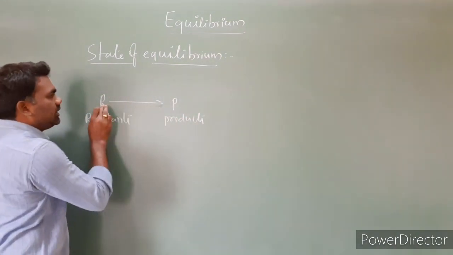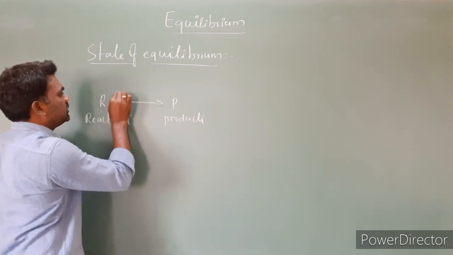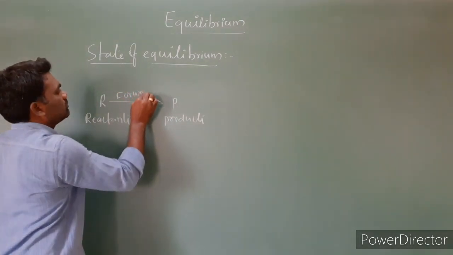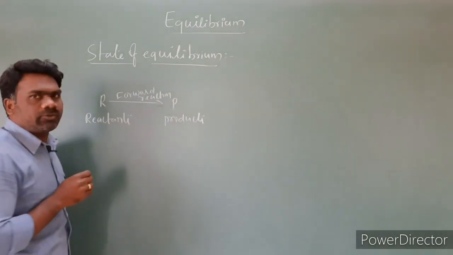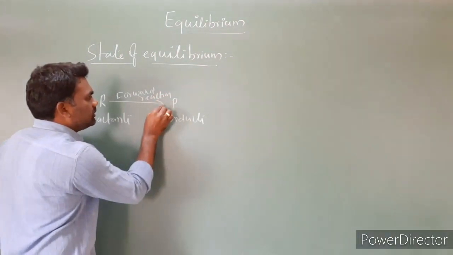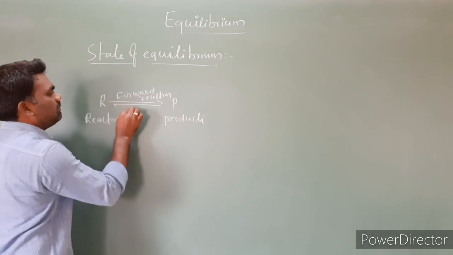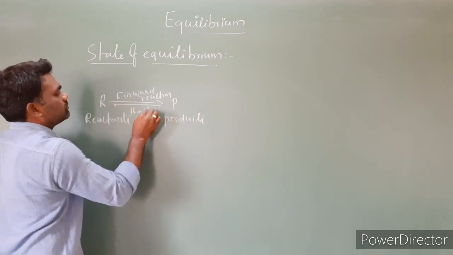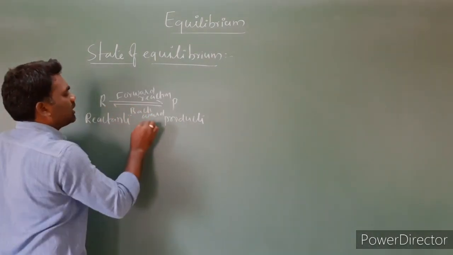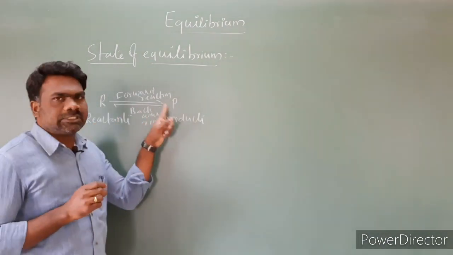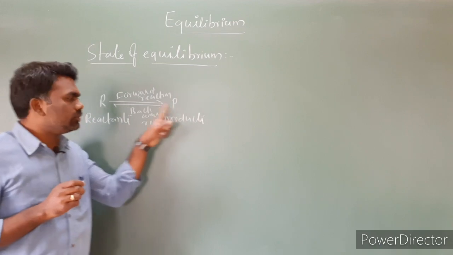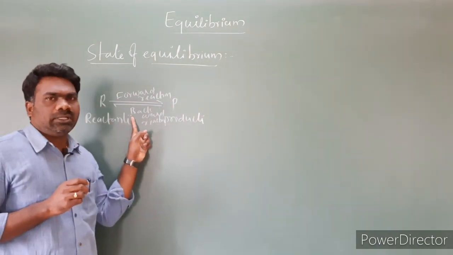Reactants converting into products is a forward reaction, and products converting into reactants is a backward reaction.